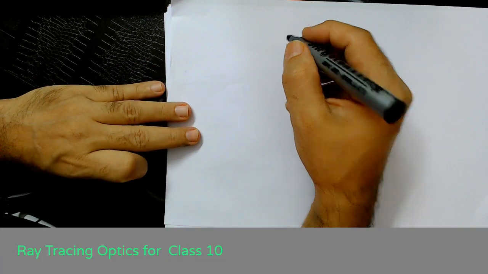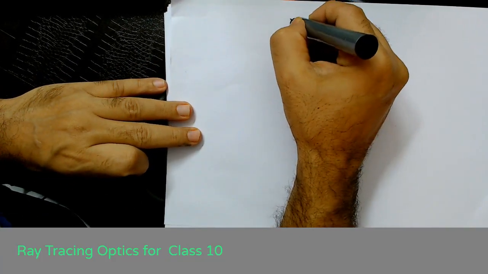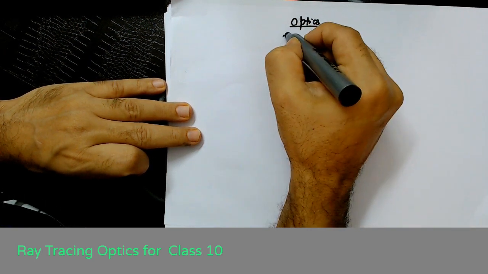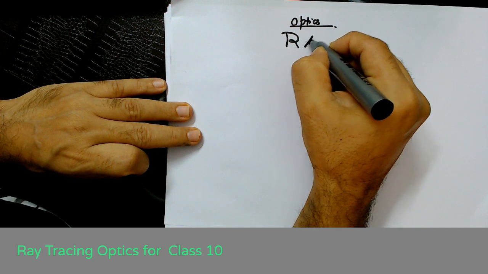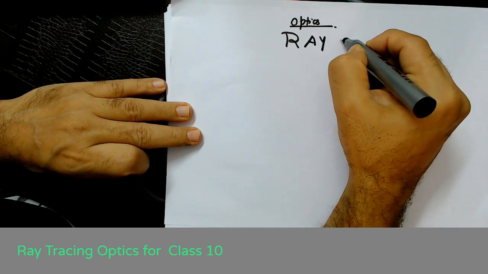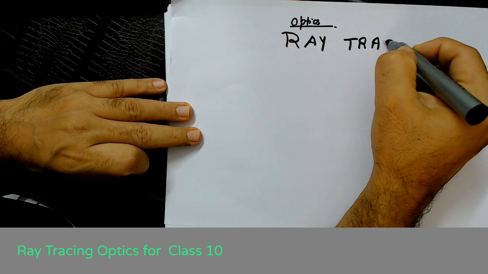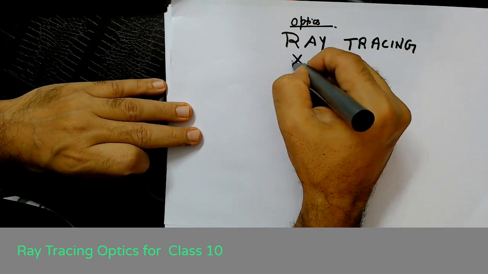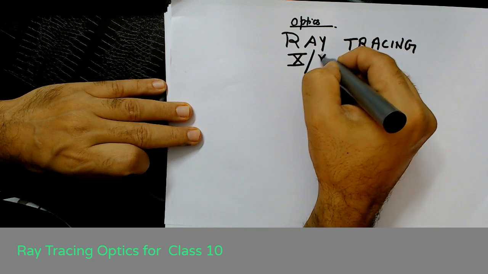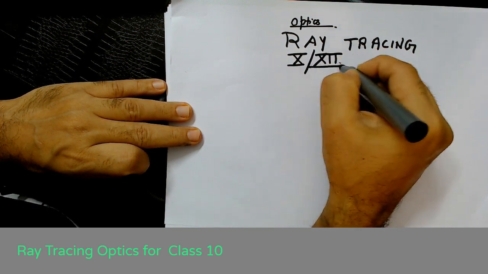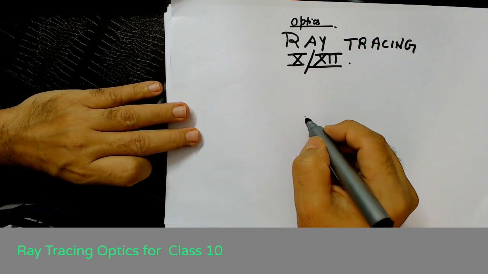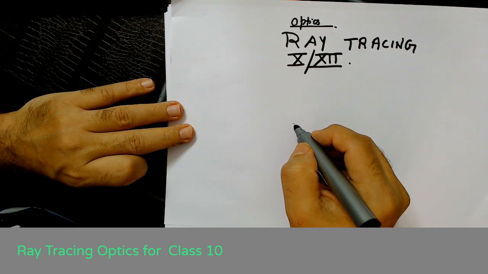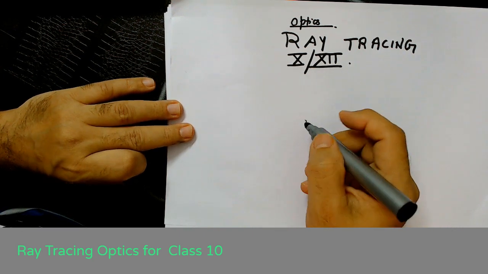Good afternoon. So let's talk about optics, and the specific topic we will cover is ray tracing. Now, this topic is important for both class 10th and class 12th. It's very basic. This is more of a concept development class today, and let's see how the ray gets traced in the case of a concave mirror.